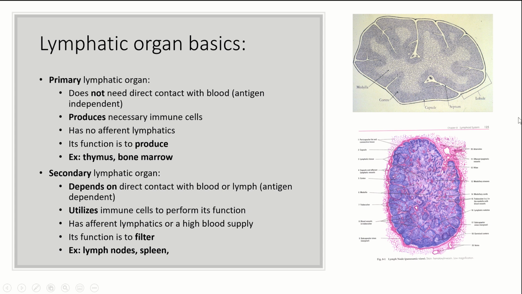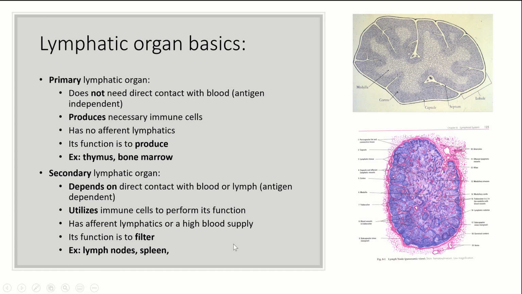We need a high blood supply so we have lots of antigen coming in to come in contact with those immune cells. We don't need that in these primary lymphatic organs because we're just producing things. So things are just going out, not in. Okay? And so its main function for the secondary lymphatic organs is to filter, right? To bring the blood, to bring the lymph in contact with those immune cells, filter that blood and that lymph out, so that hopefully we can fight off some of those antigens. Okay, and some examples of those secondary lymphatic organs are going to be your lymph nodes and your spleen.